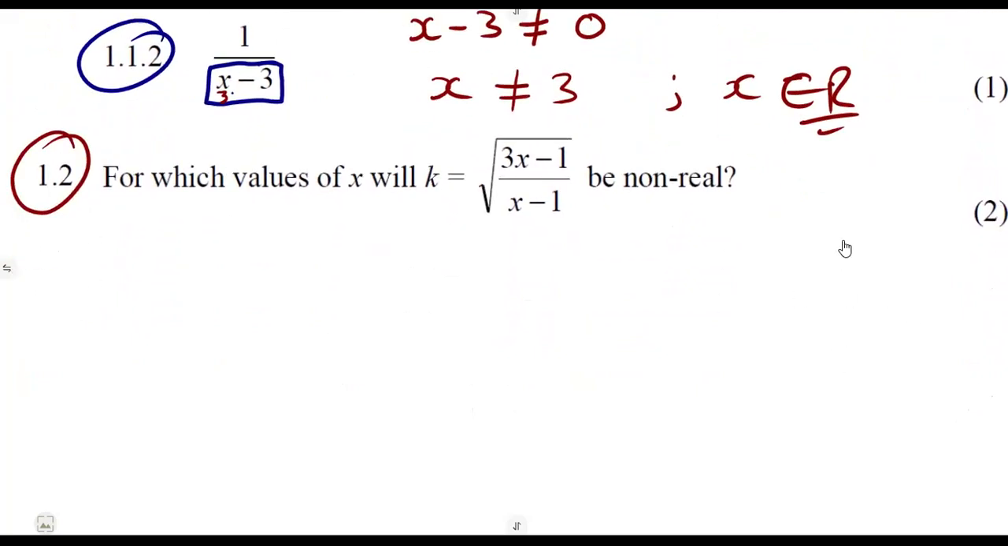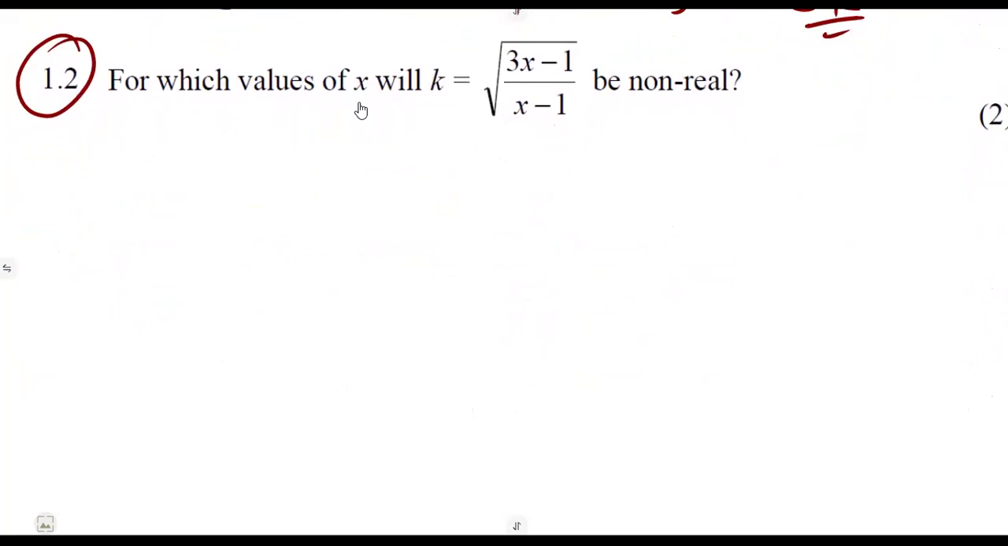1.2. For which values of x will k, which is this k that you're given, be non-real? Non-real. Meaning to say, when it is non-real, what does it mean? Cannot be simplified. And it's a square root. It means we must have a negative value in this case.